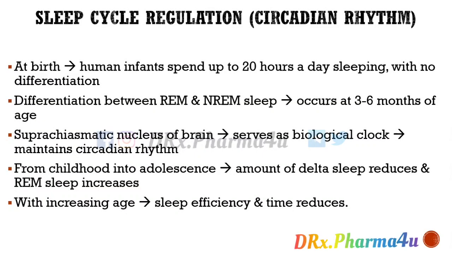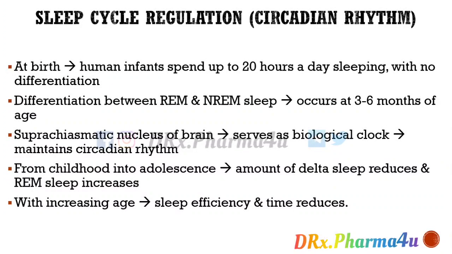Differentiation between REM and NREM sleep occurs at 3 to 6 months of age. And there is a part of the brain known as the suprachiasmatic nucleus, which serves as the biological clock, also known as the circadian rhythm, and helps in maintaining the same. From childhood into adolescence, the amount of delta sleep reduces and REM sleep increases. So as your age increases, the delta sleep amount reduces and the REM sleep tends to increase.